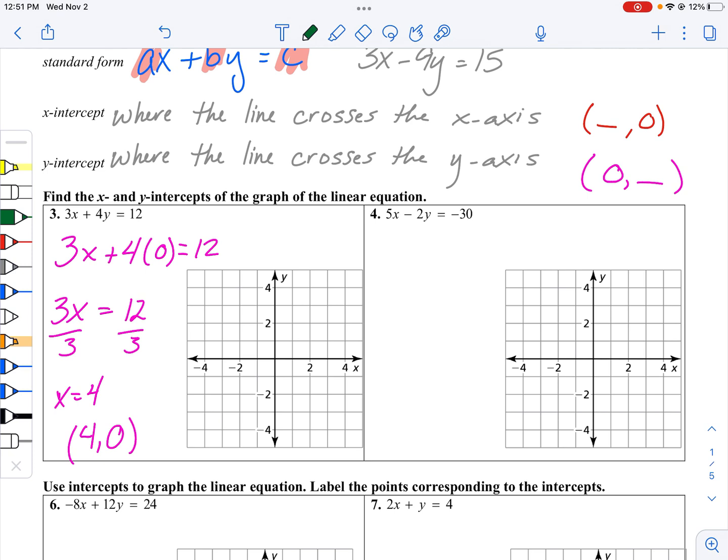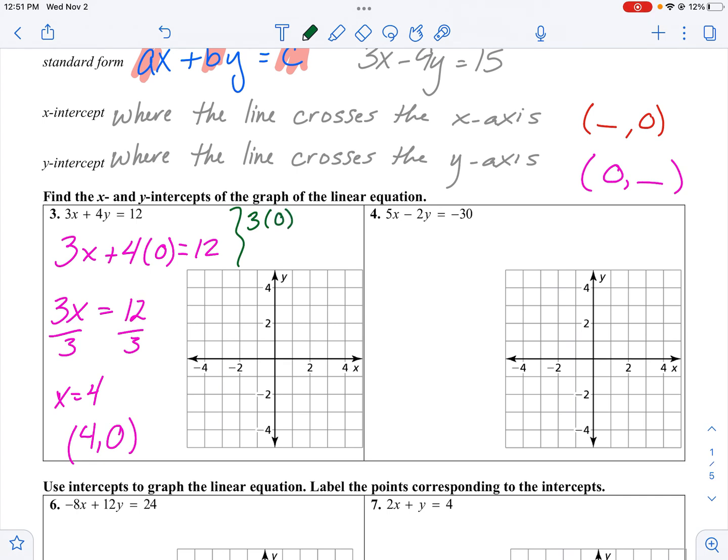All right, let's try another one. If I want to find the y-intercept, if I want to find y, I'm going to set x equal to 0. So I do 3, but instead of x, I would put a 0, plus 4y equals 12. And I can simplify this. 3 times 0 is 0. I get 4y equals 12, or y equals 3.